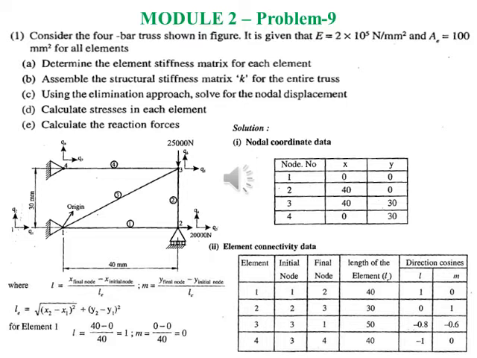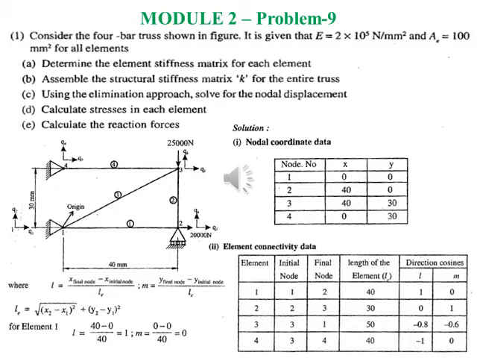So writing down the nodal coordinate data. Writing the table for node numbers 1, 2, 3, 4: x coordinate for node 1 is 0, y coordinate is 0. x coordinate for node 2 is plus 40 and y coordinate is 0. x coordinate for node 3 is plus 40 and y coordinate is plus 30. Similarly for node 4, x coordinate is 0, y coordinate is plus 30.